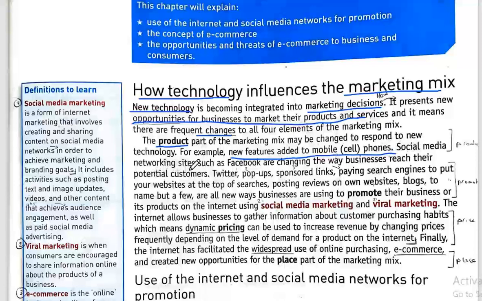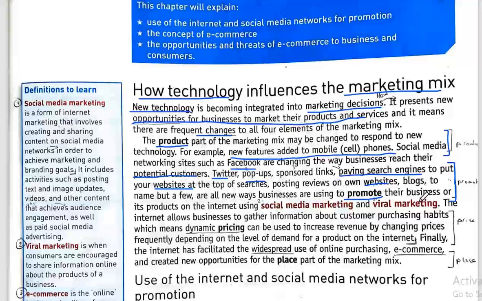Social media networking sites such as Facebook are changing the way businesses reach their potential customers, using Twitter, pop-ups, sponsored links, and paying search engines to put your website at the top of the results. This is what we mean by promotion, how technology is affecting the promotion. I'm making customers or potential customers more aware of my product, so I'm using websites and social media platforms like Twitter and Facebook, and pop-ups, and I can pay search engines to put my websites first in order to let people know about my product. This is all part of using technology in the promotion part.